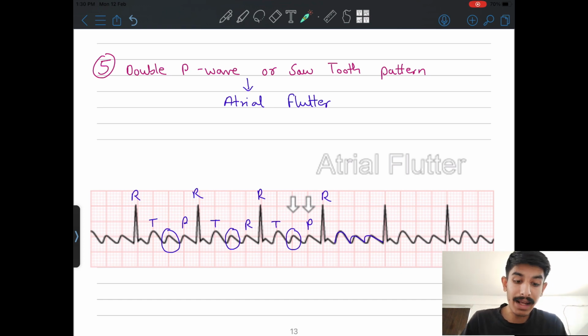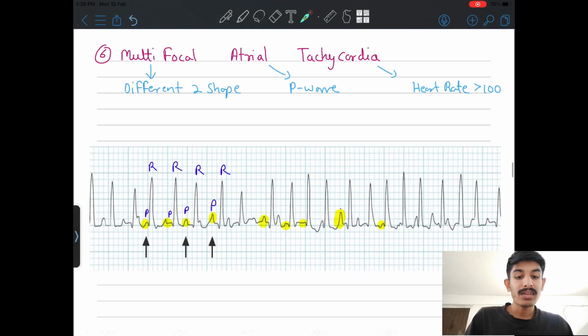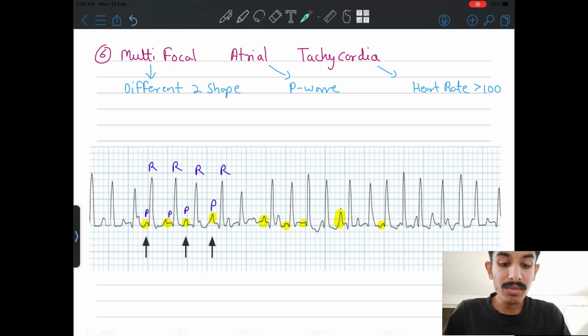Here RR is regular. As you can see in flutter, RR is regular, but you can see double P wave is coming. So both are different, atrial fibrillation is different, atrial flutter is different. Okay, so move on to the next part, which is multifocal atrial tachycardia. What is tachycardia? Heart rate more, and bradycardia means heartbeats are less. So always remember this. So what is multifocal atrial tachycardia?